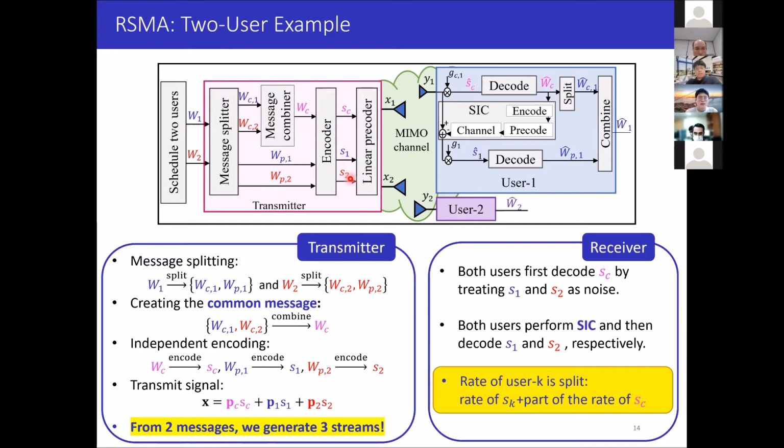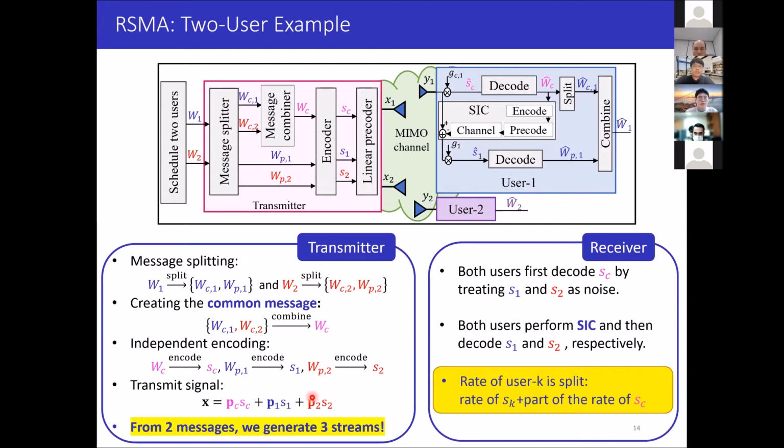So what you see here is that you start from two messages, W1, W2, and you create three streams, SC, S1, and S2. SC can encode part of the bits of W1 and part of the bits of W2, while S1 and S2 encode bits from W1 exclusively and from W2 exclusively. And then we linearly precode them. So we take SC, we precode by PC, S1 by P1, S2 by P2.